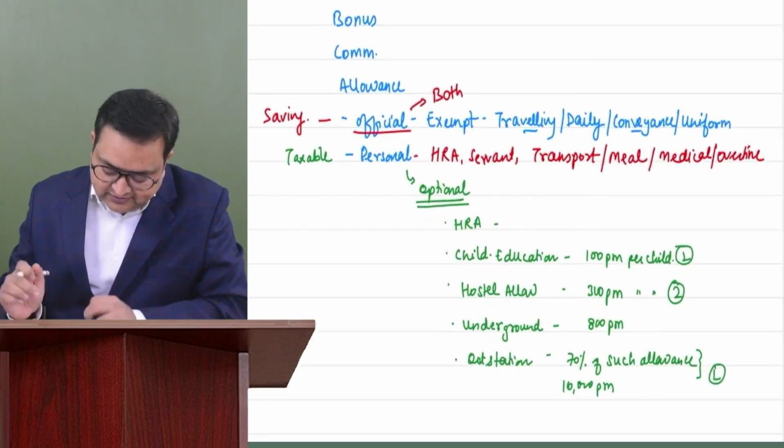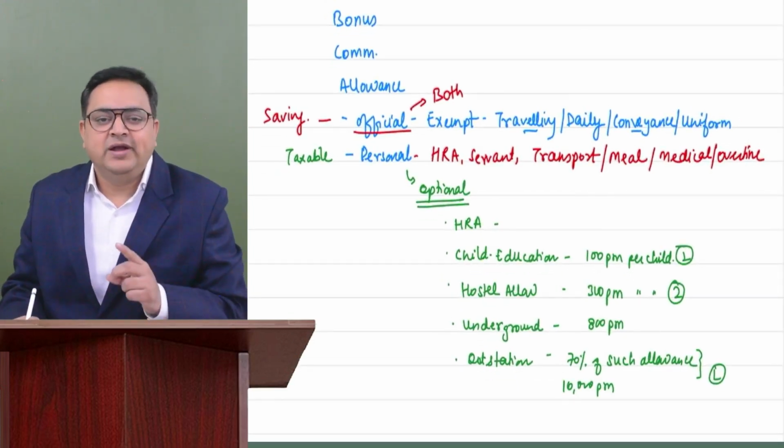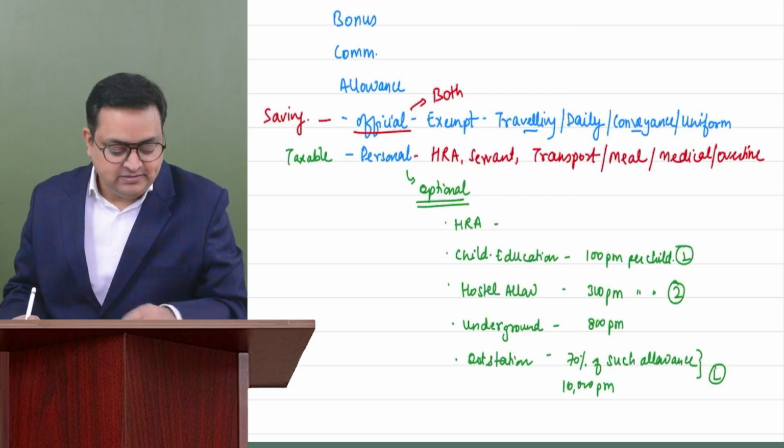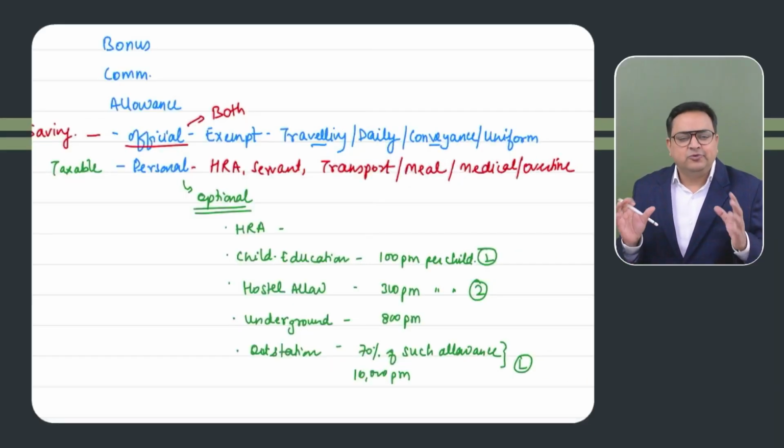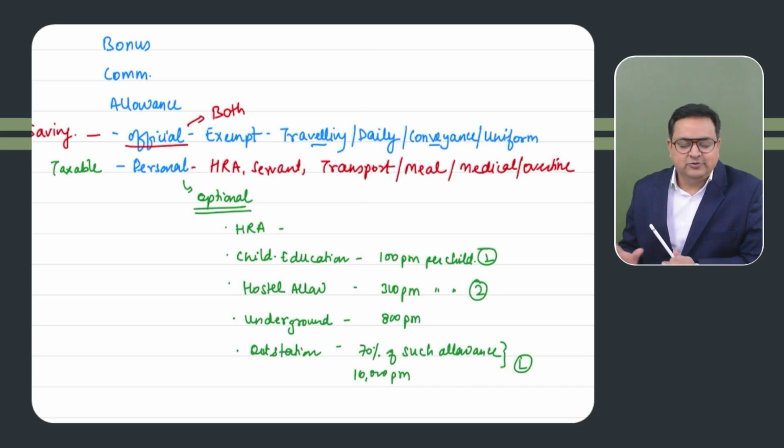Are you able to recall this? But these allowances are exempt only under optional regime. If you are following default regime, and generally in examinations the trend now is that they are mostly asking about your default regime, they all will be taxable. So there would be no problem.